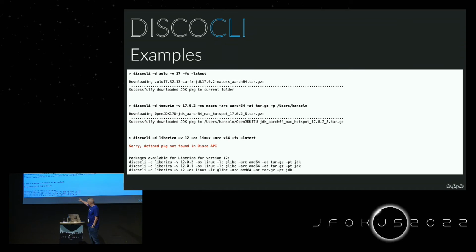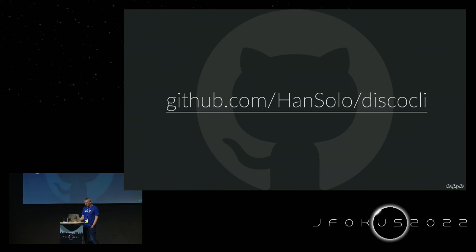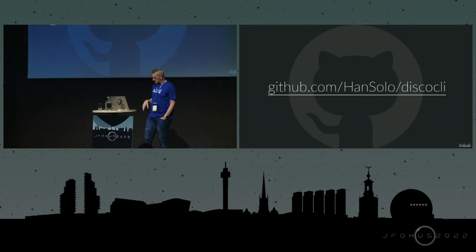If you try something like the Liberica thing, it will tell you, oh, this version is not available, and then it gives you a list of all the available ones that it found. And the list is really, you can just copy that, paste, execute, and it will download it. So I try to make it as easy as possible, and it's up to you. So you can just use it if you like. Then you will find it here. It's on GitHub in my repository.